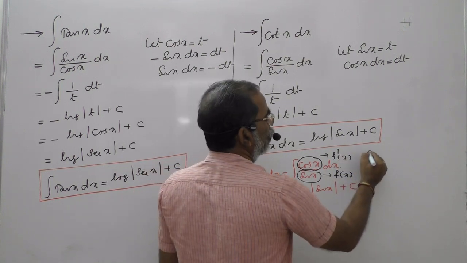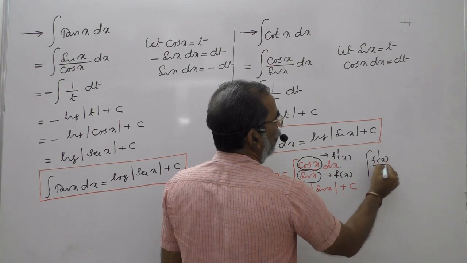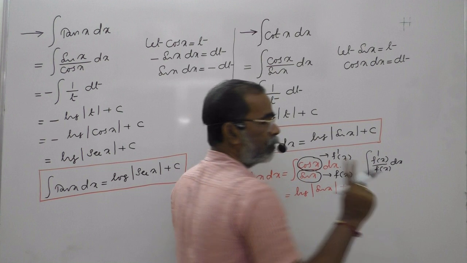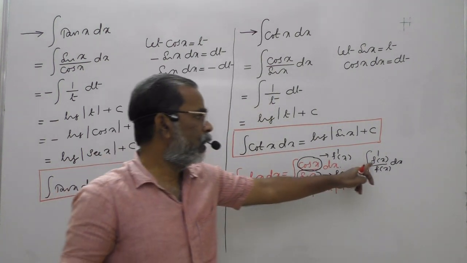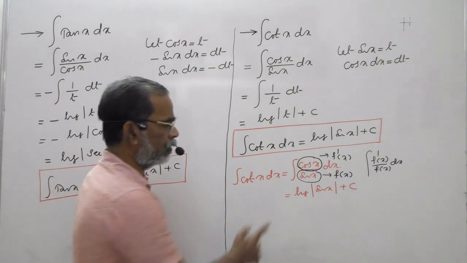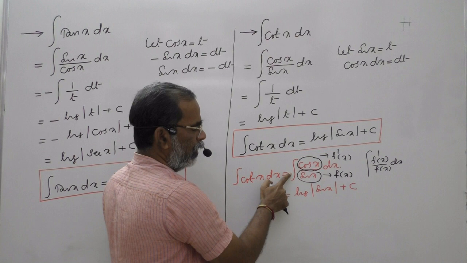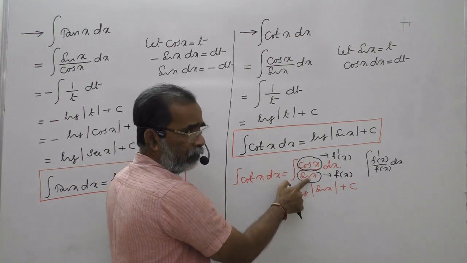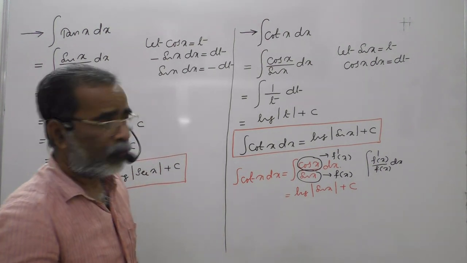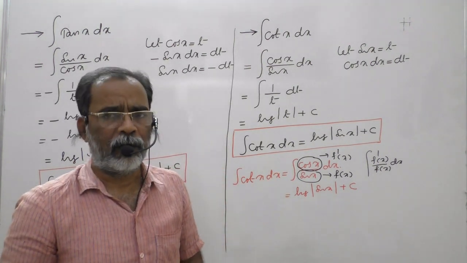Therefore, I have used this formula: f dash x divided by f of x into dx. Just now we have seen what the integral of f dash x by f x is. This is f dash x, this is f of x. Integral f dash x by f x is log of f of x. That's all. Here generally some students may get confused.